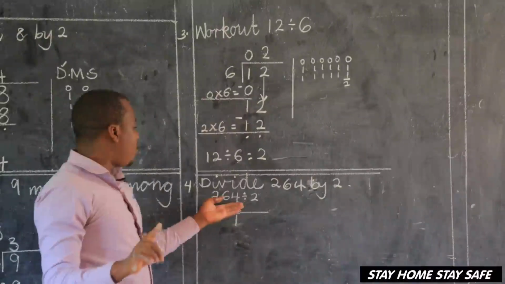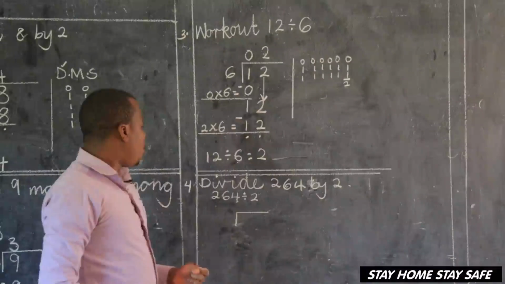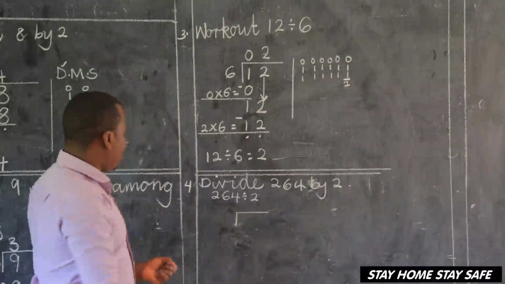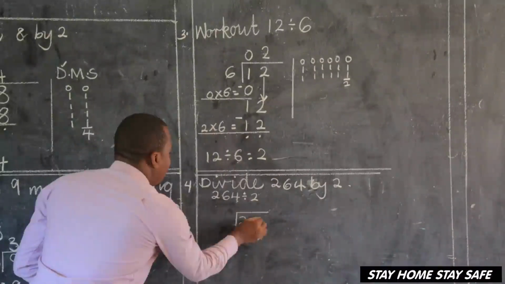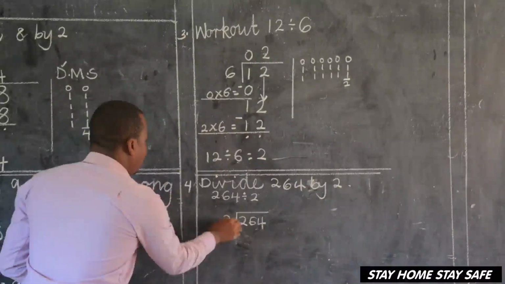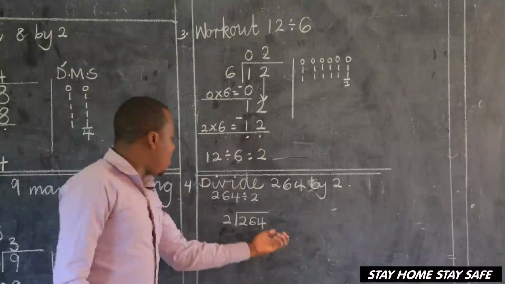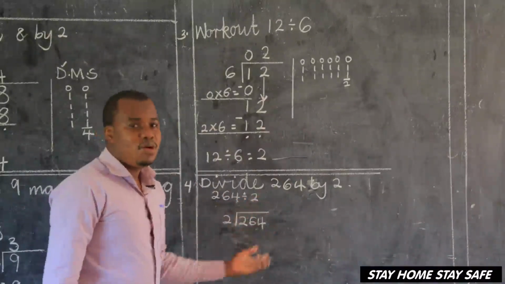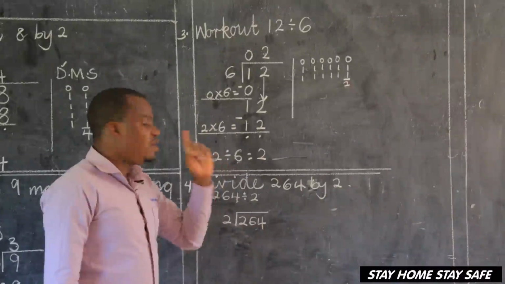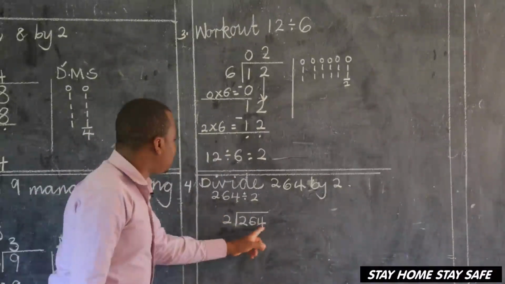264 is now our dividend, and 2 is the divisor. Hope you know that. So we are going to put here our dividend, 264. Then we are dividing it by 2. I told you once we go beyond 1 digit, we divide 1 by 1. So we cannot say 264 by 2.